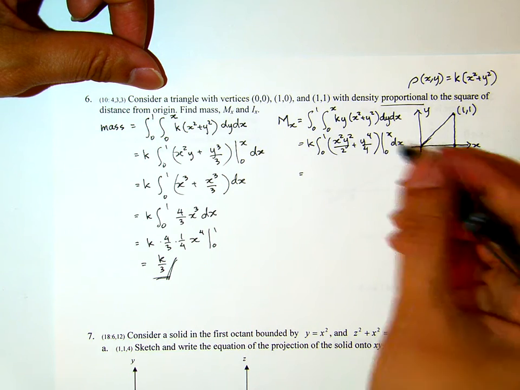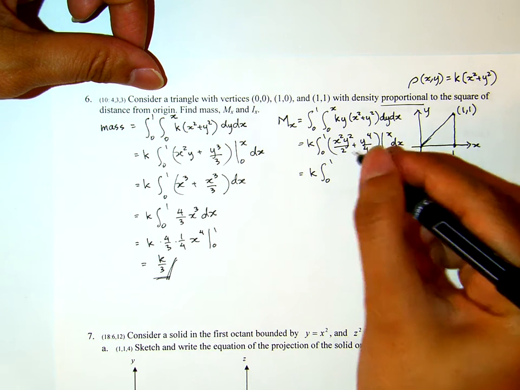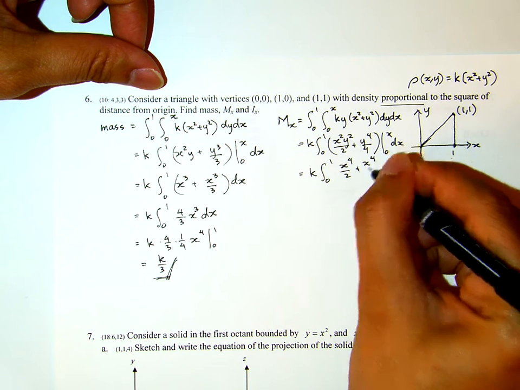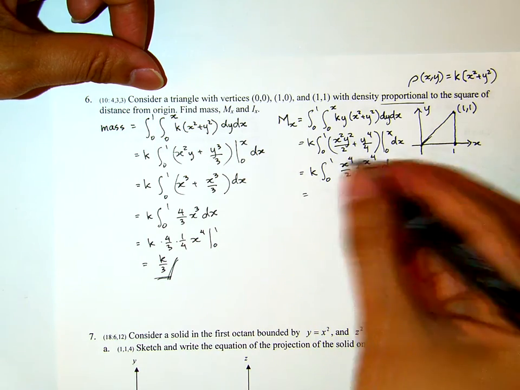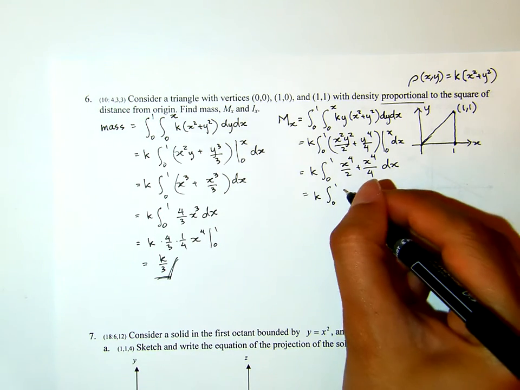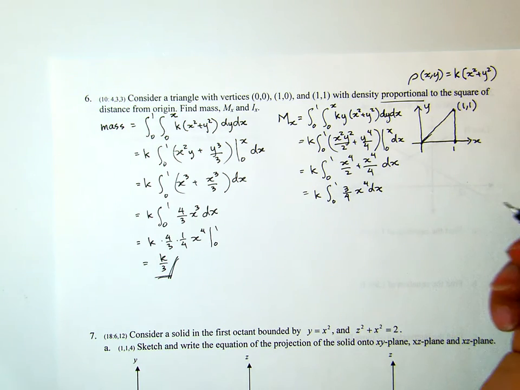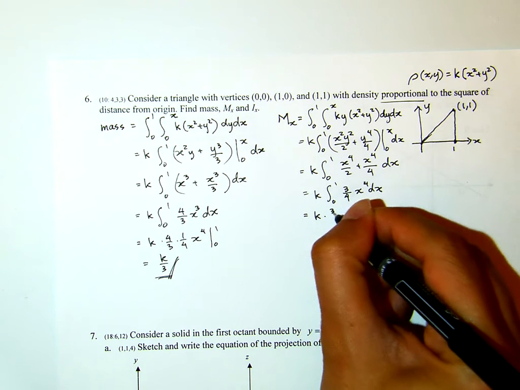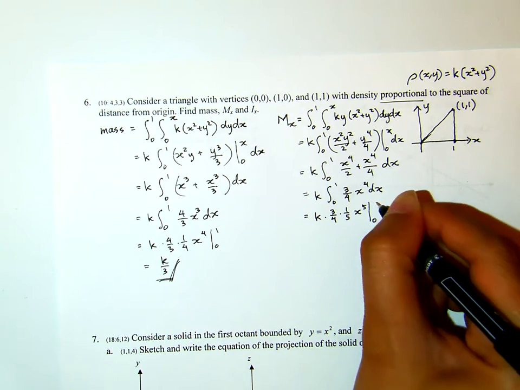Now from here, I hope you see the routine. K times integral from 0 to 1, I replace the y by x, so I get x to the 4th over 2 plus x to the 4th over 4 dx, right? And that's k times integral from 0 to 1. If I combine like terms, I hope you see this is 3/4 x to the 4th dx. I hope I'm okay. Are you with me? And then this is k times 3/4 times 1/5 x to the 5th integral from 0 to 1.